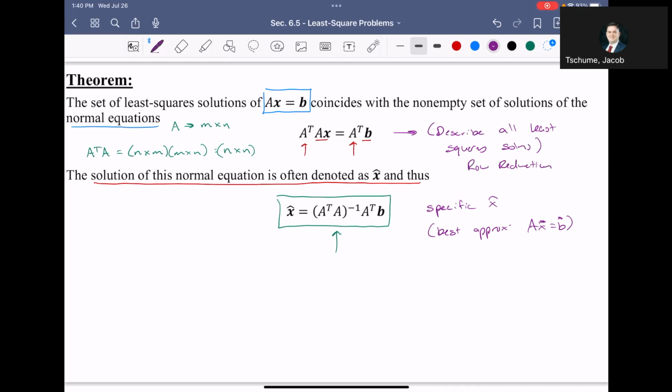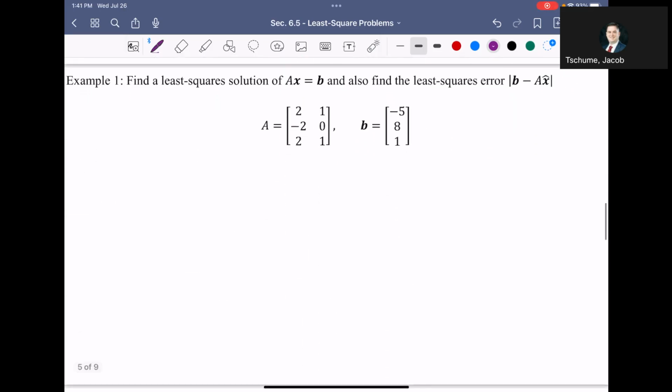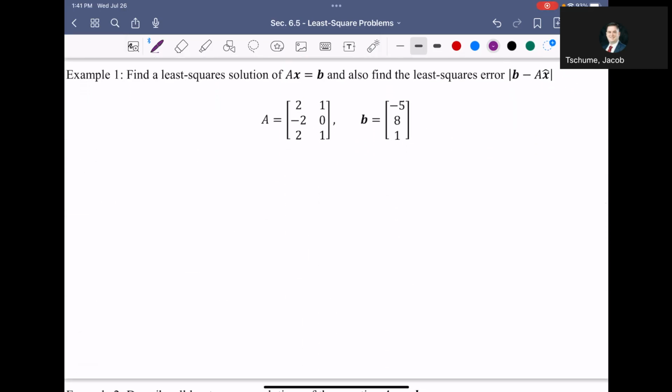Versus if we're just looking for a unique, specific x hat, we will go directly to this bottom equation in order to do that. So let's look at our first problem here. If I give you a matrix A and I give you a vector b, I want you to find a least squares solution of the matrix equation Ax = b, and then I also want you to find the least squares error, which we defined as b minus A x hat.